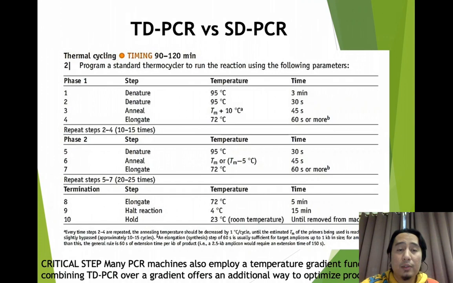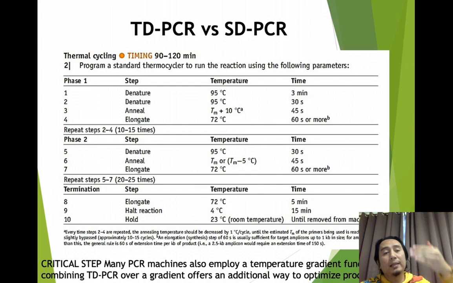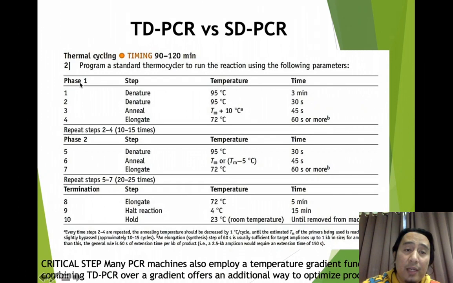So what they did is they divide the cycle into two phases. In the first phase, initial denaturation is the same as before, 95 for 3 minutes, and then it enters the cycle of denaturation, annealing and elongation, so 55. During annealing, the calculated TM, you increase by 10 degrees. So for example, the melting temperature is around 50 and you increase 10, it is around 60, for 45 seconds.